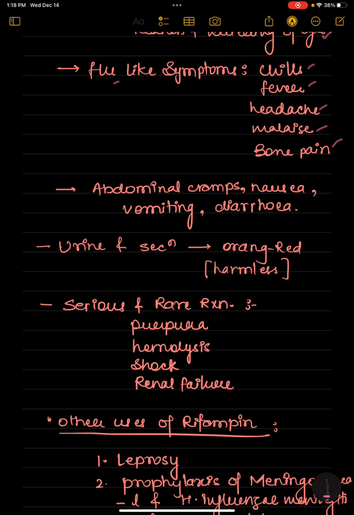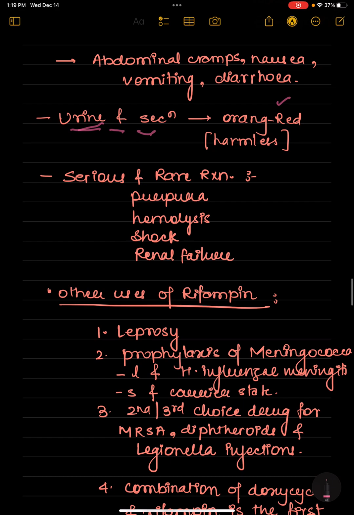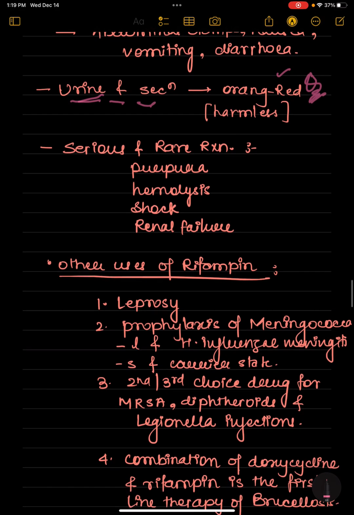In some patients, urine and secretions can be orange red in color, and this is harmless. There are some serious and rare reactions like purpura, hemolysis, shock, and renal failure.